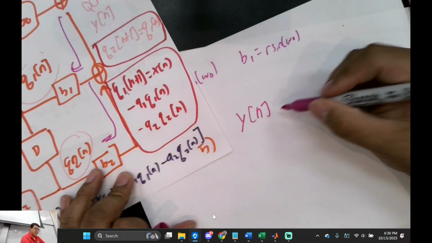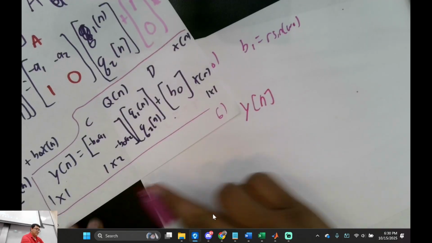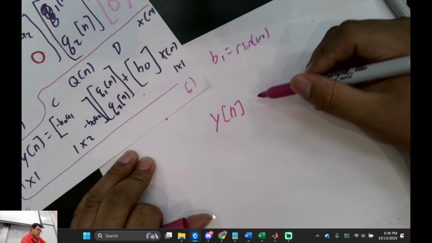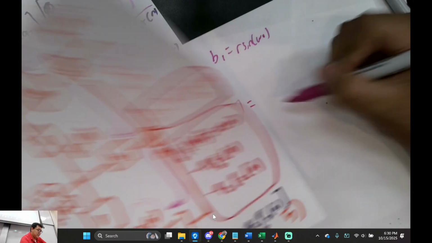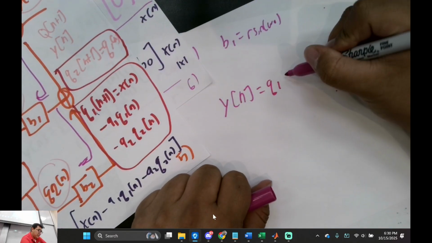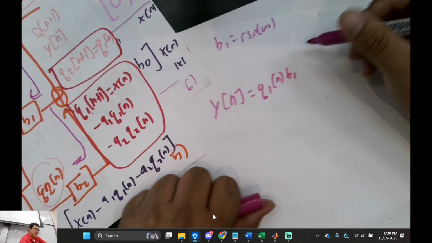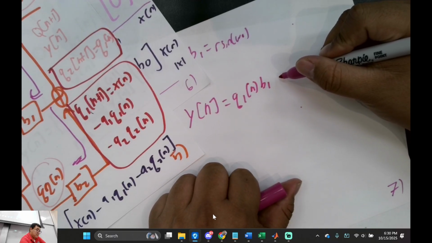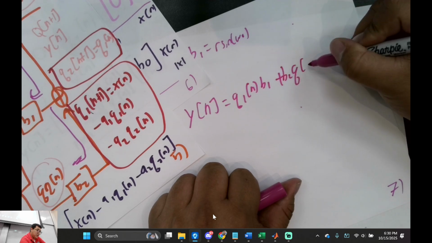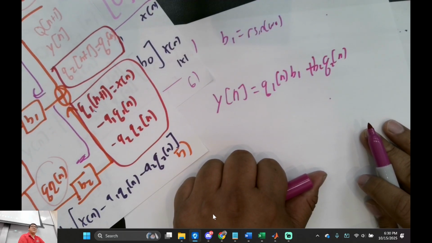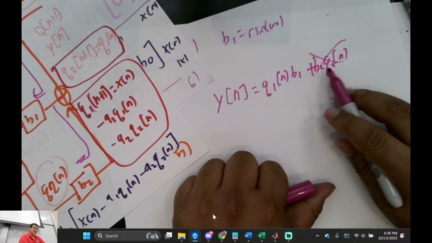Actually, I'm going to copy this y right here. Let's see. Y of n is equal to Q of 1 of n, B of 1, there we go, plus B of 2, Q of 2 of n, right? Is that good with everybody? But there is no B2 term. Is that good with everybody? But I'll just keep that there.